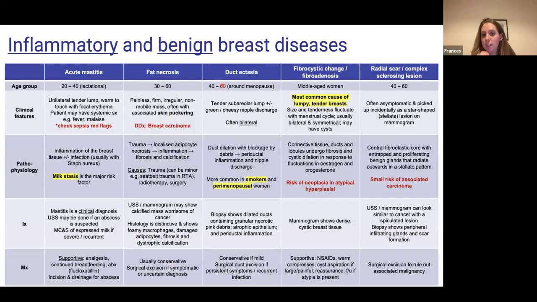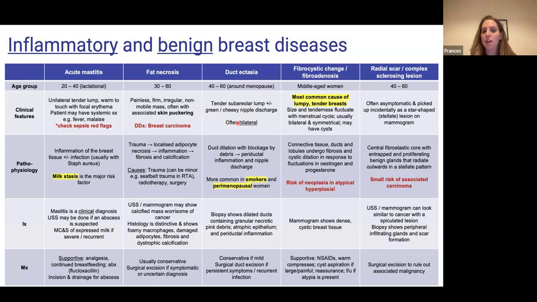Duct ectasia, this is very, very common around the menopause. So think about it if you have perimenopausal women. Why? Because it's about hormonal changes. Hormonal changes are happening all over the body. That means this is bilateral, okay? It's in both breasts at the same time. And it tends to be a subareolar lump, so underneath the areolar region. And often you'll see them reporting some kind of green, cheesy nipple discharge.